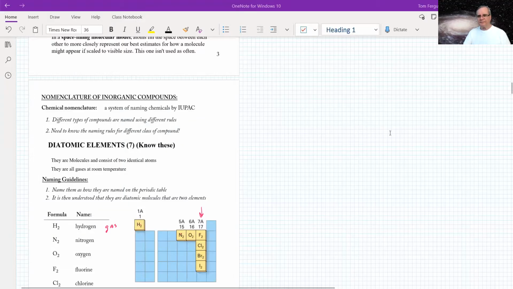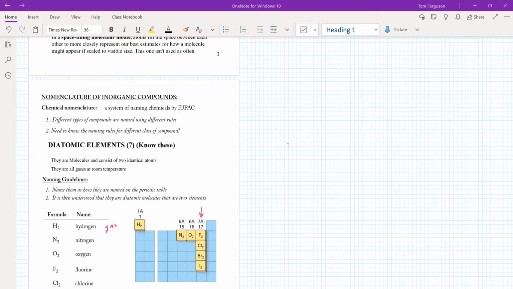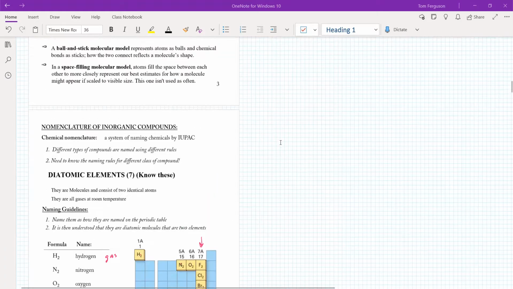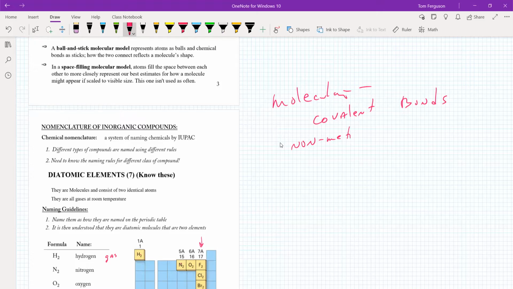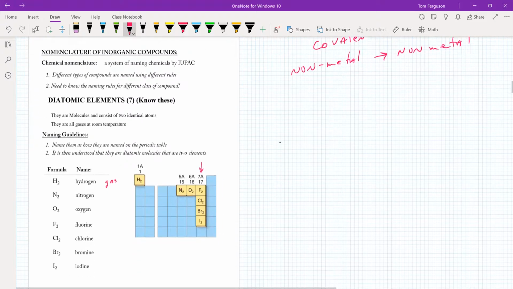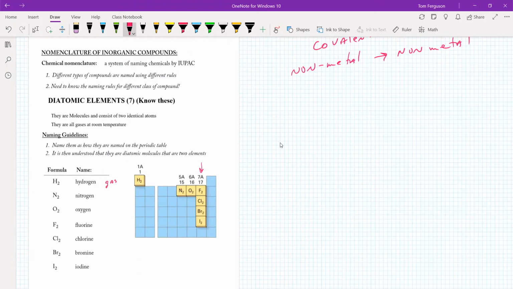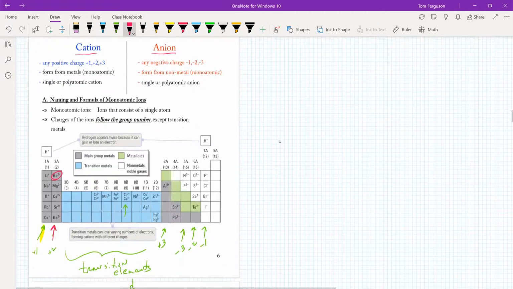Okay, well, let's go ahead and go over this whole naming convention. That's the focus of this lecture. We started on Monday talking about the molecular compounds, which are covalently bound. And those would be covalent bonds. And they are non-metal to non-metal. So basically in the periodic table, we're talking about these guys over here.